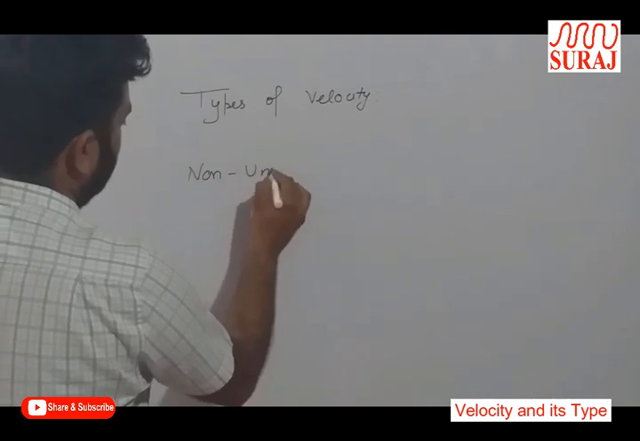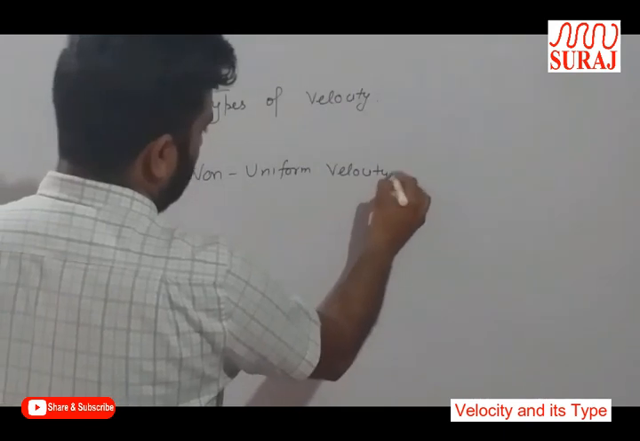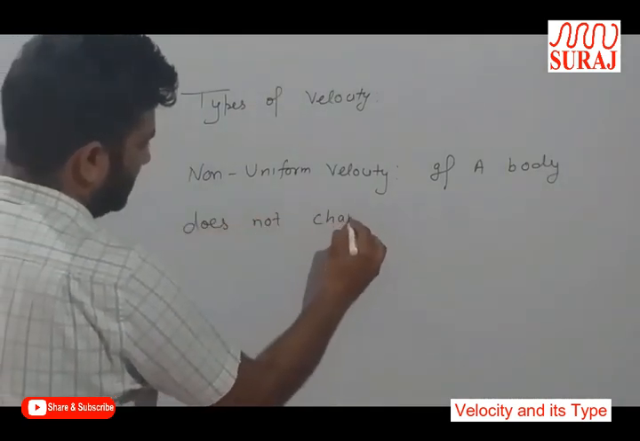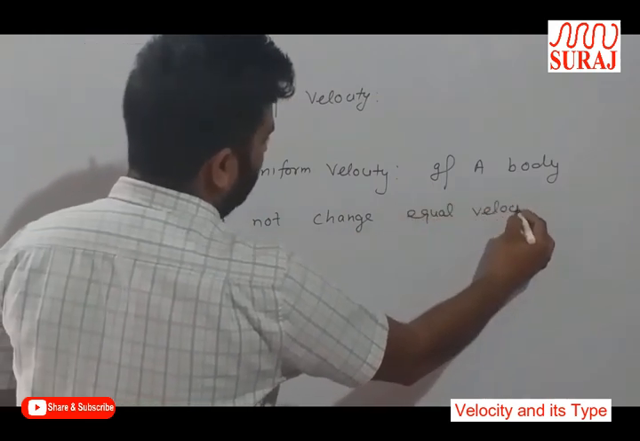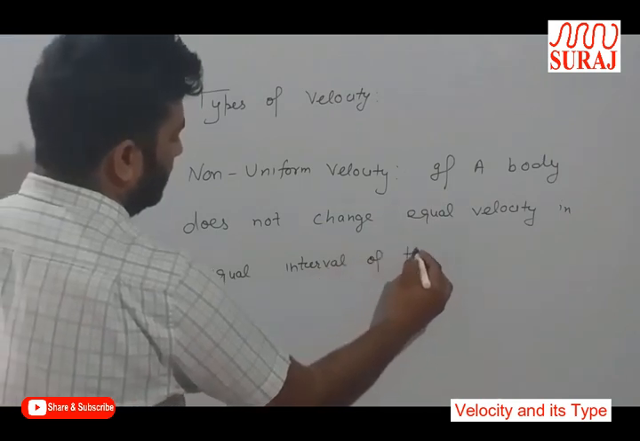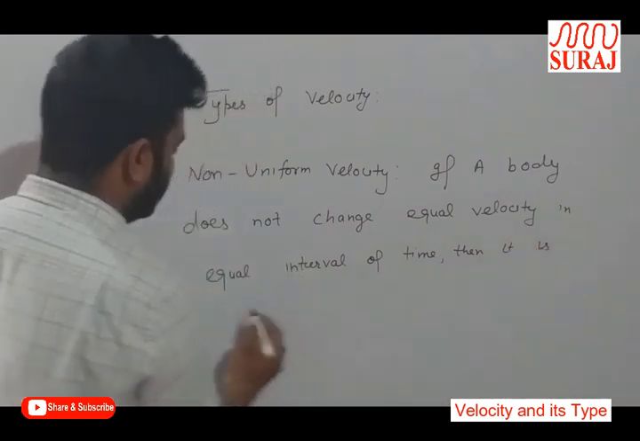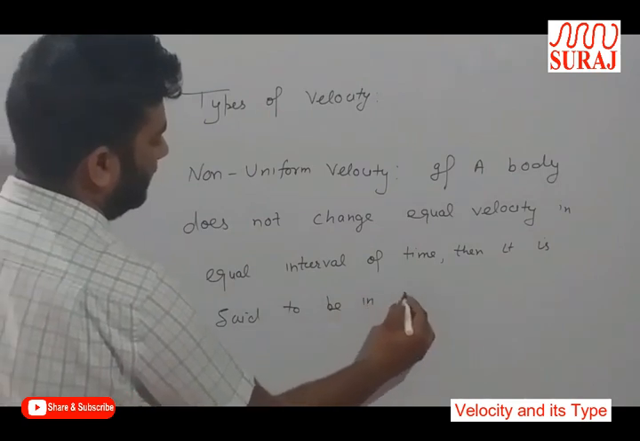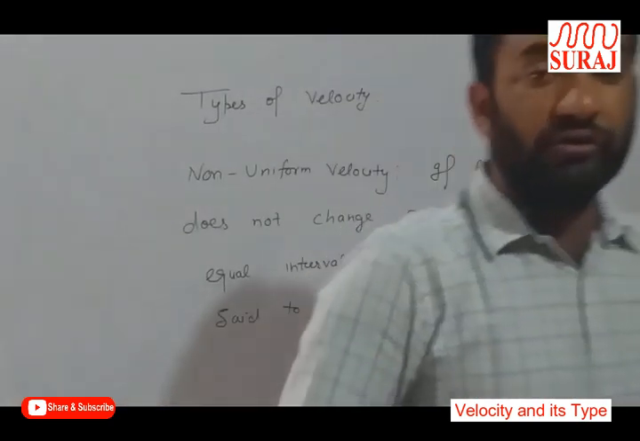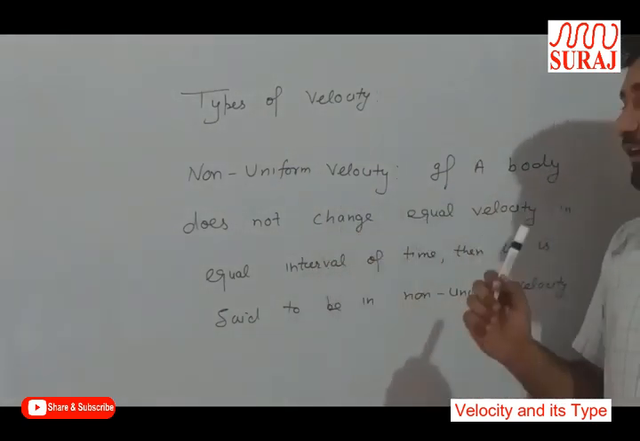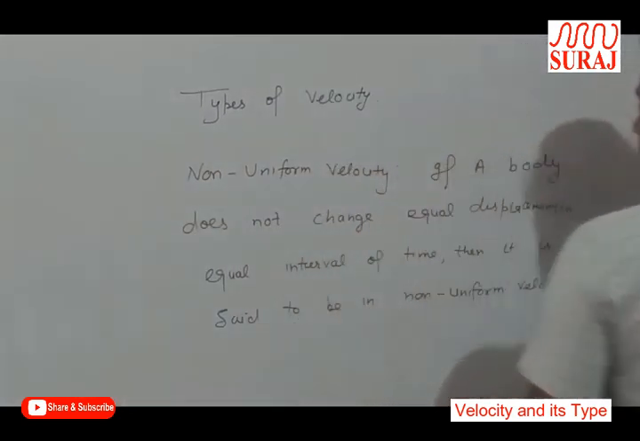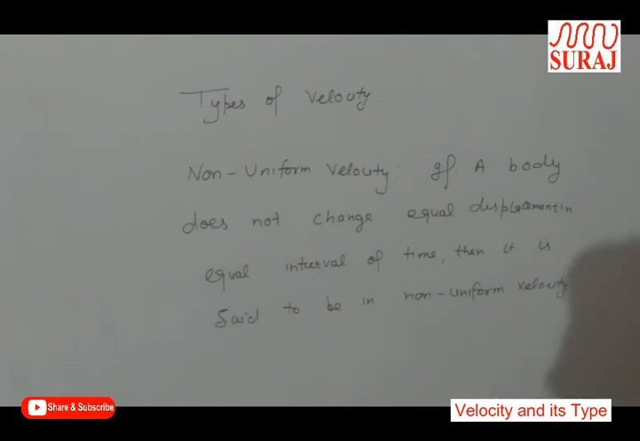Second is non-uniform velocity. If a body does not change equal velocity in equal interval of time, then it is said to be in non-uniform velocity. This is the non-uniform velocity. So students, if a body does not change equal displacement in equal interval of time, then it is said to be non-uniform velocity.